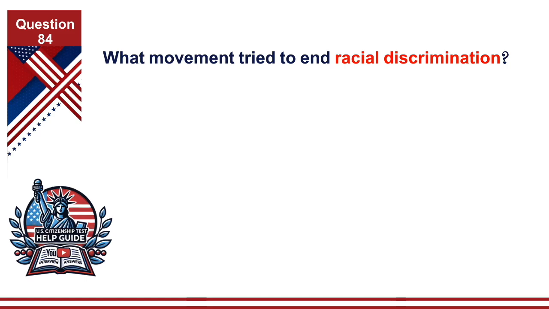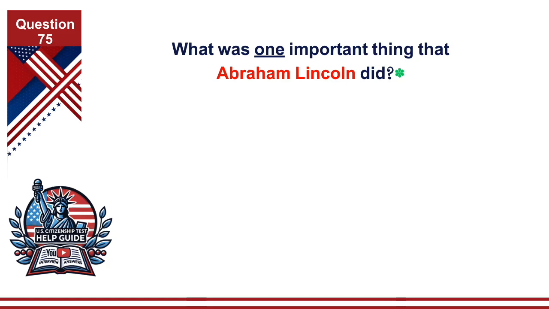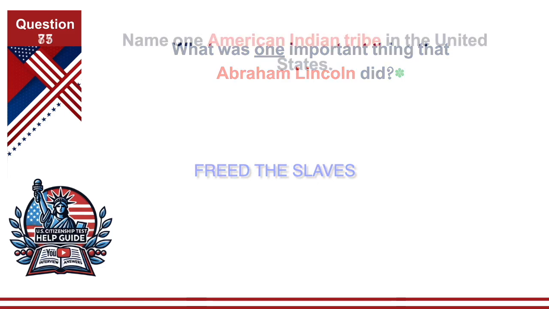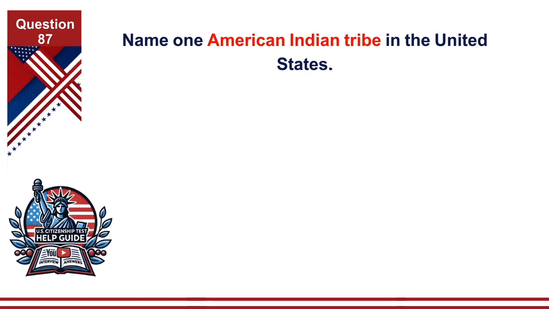What movement tried to end racial discrimination? Civil rights movement. What was one important thing that Abraham Lincoln did? Freed the slaves. Name one American Indian tribe in the United States. Cherokee.